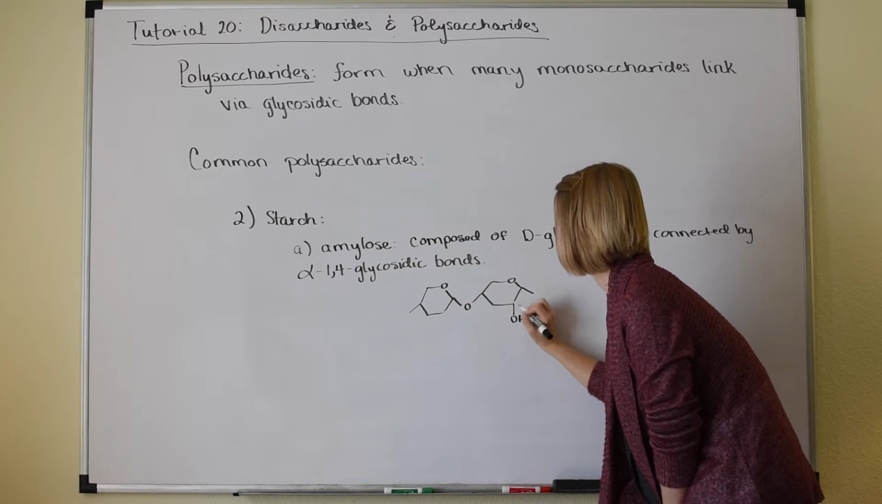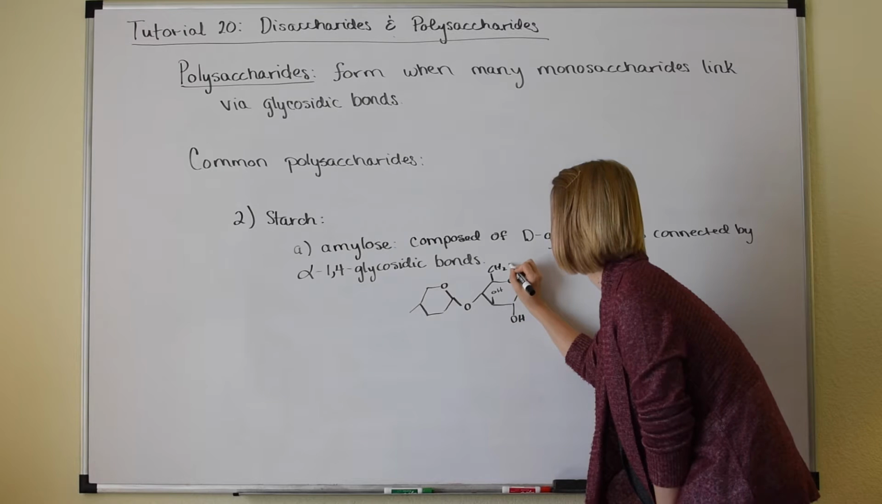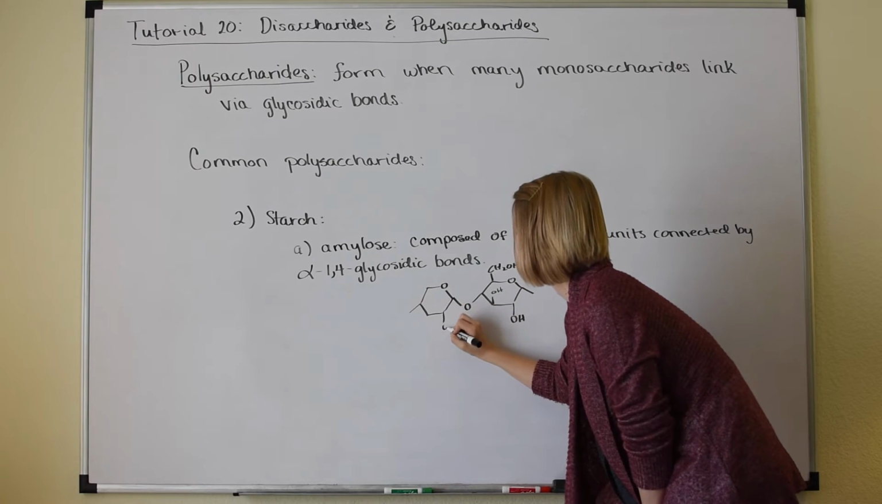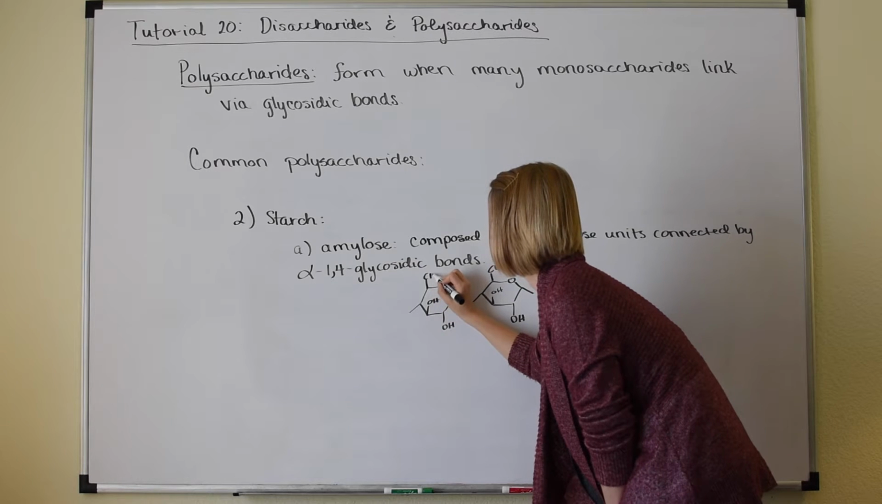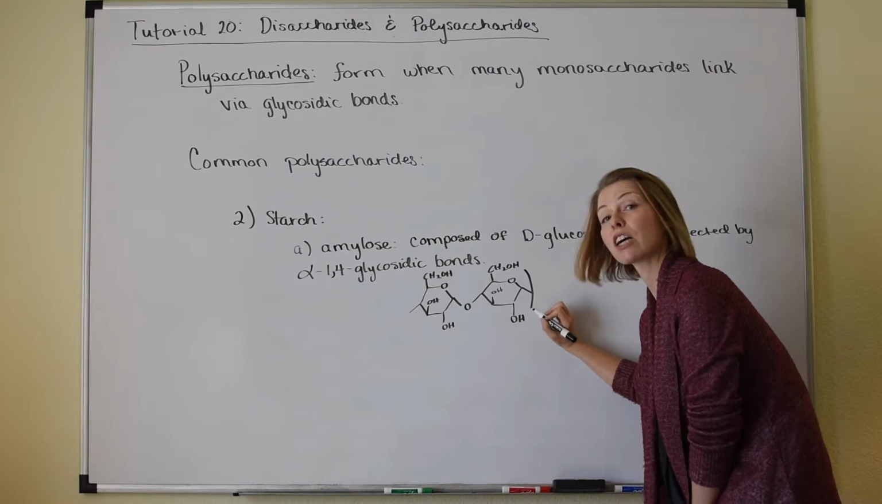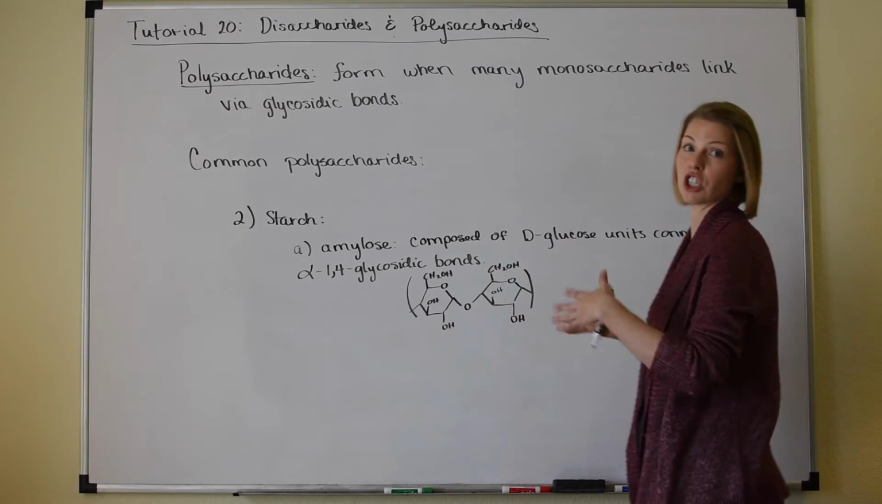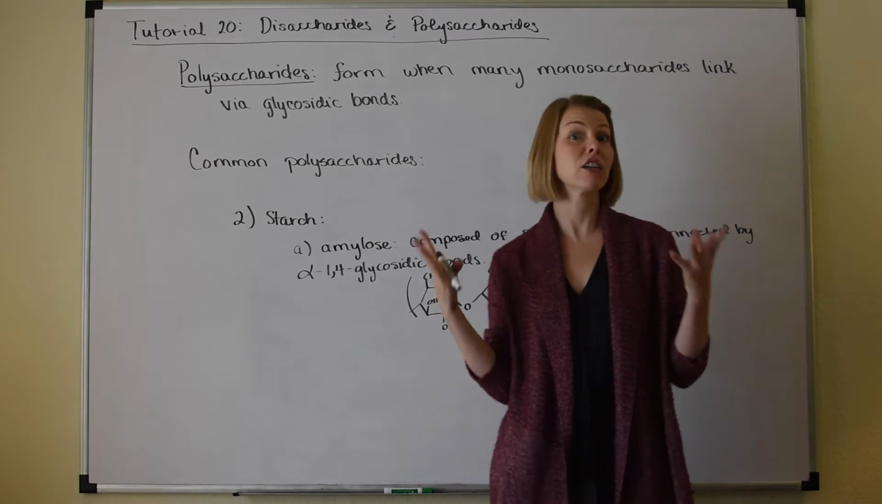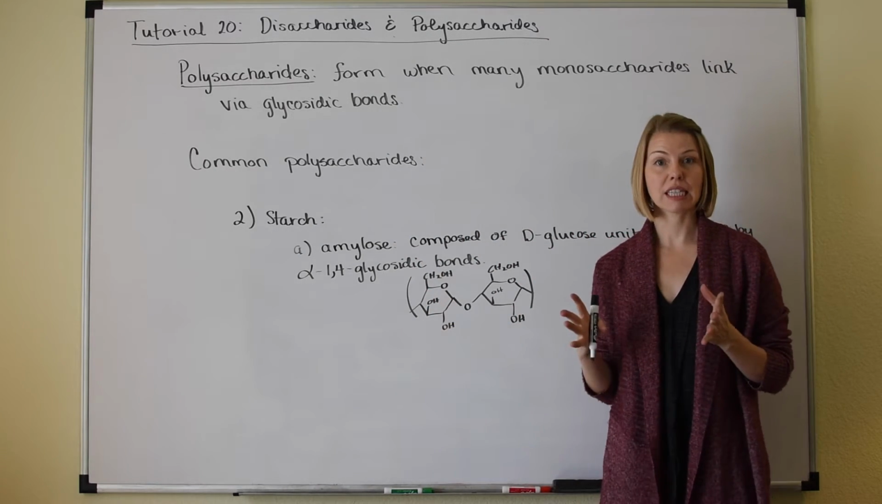And it's glucose, so down, up, down, and then up, down, up, that one's down, and CH2OH is up. And of course it's a polysaccharide, so I'm going to go ahead and put parentheses here indicating that this chain goes on and on and on for hundreds or even thousands of D-glucose units.